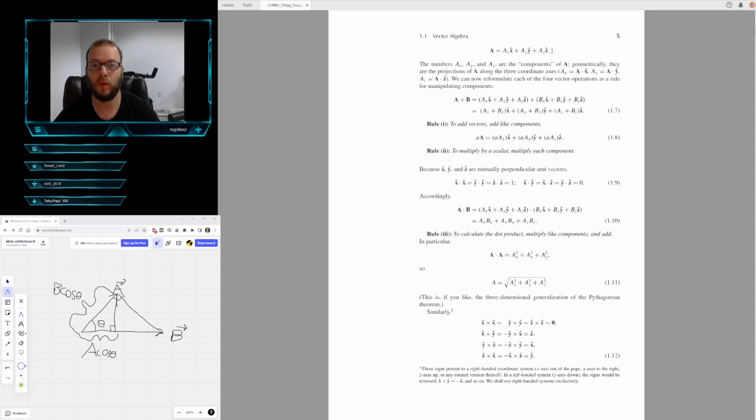So what we have here is A is equal to the components along the x-axis, the y-axis, and the z-axis. To determine what ax, ay, and az are, we simply dot A into the unit vector that corresponds with it. So ax is A dot x hat, ay is A dot y hat, az is A dot z hat.